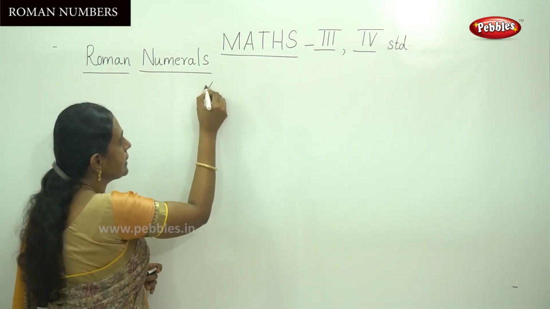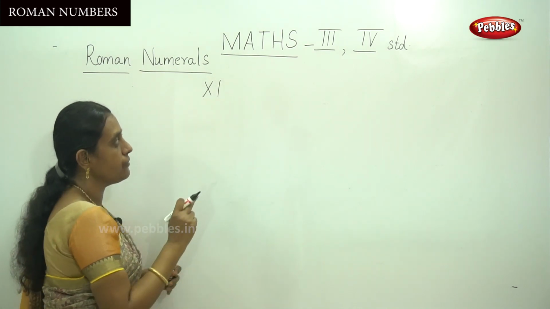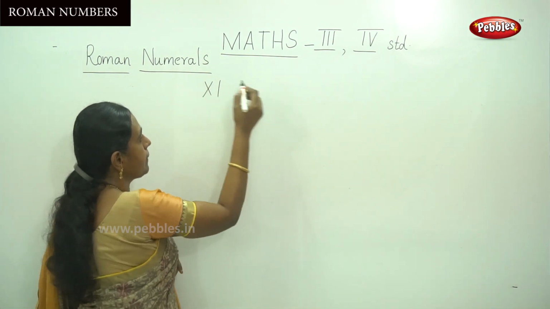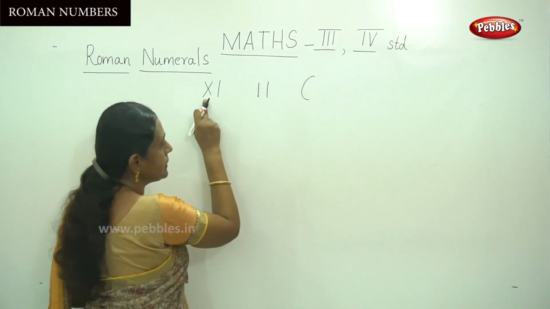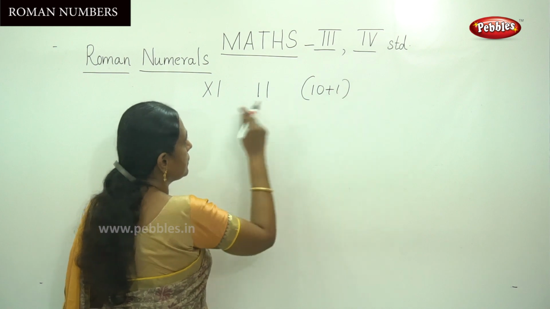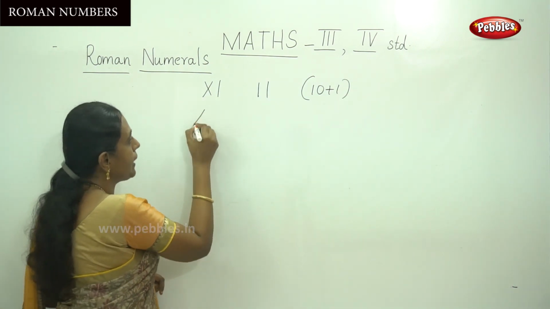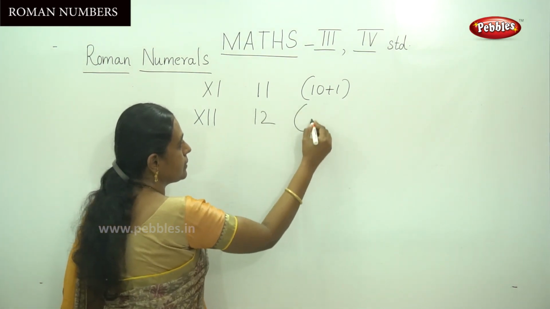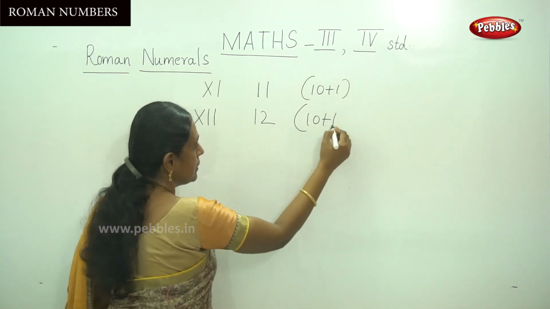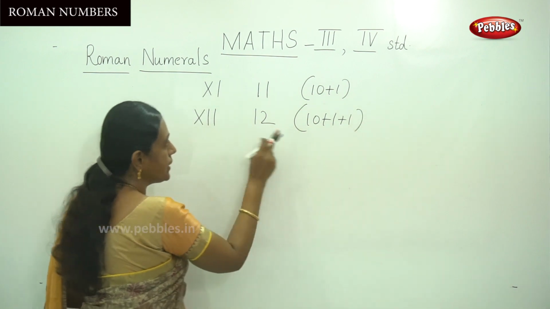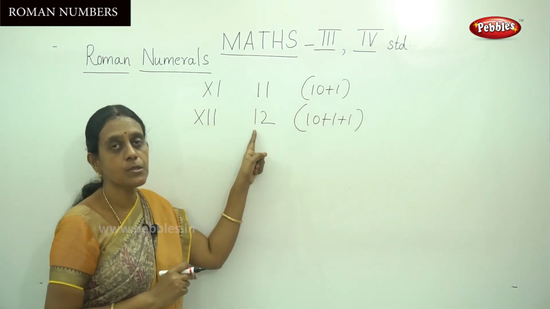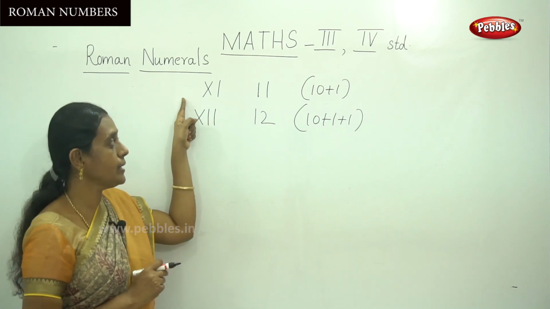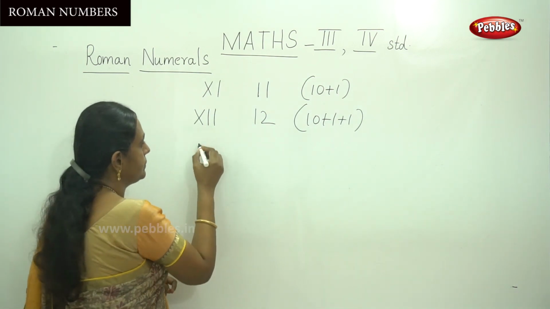So that is 10 plus 1. If we write the smaller number to the right of the bigger number, that means 10 plus 1. That is 11. Here 10 plus 1 is 11, and then 12. 10 plus 1 and plus 1: this is 1 and this also 1. So 10 plus 1 and plus 1 comes to 12. This is the Roman numeral symbol for 12.